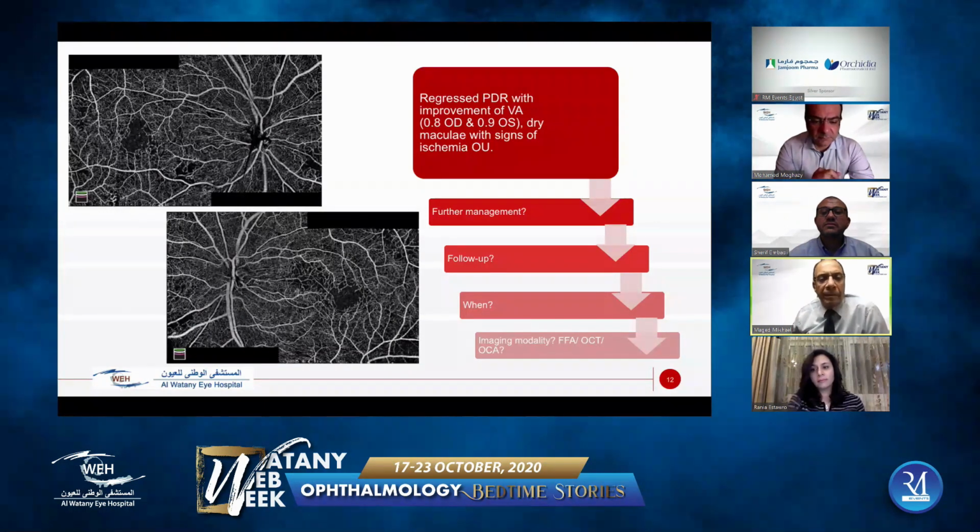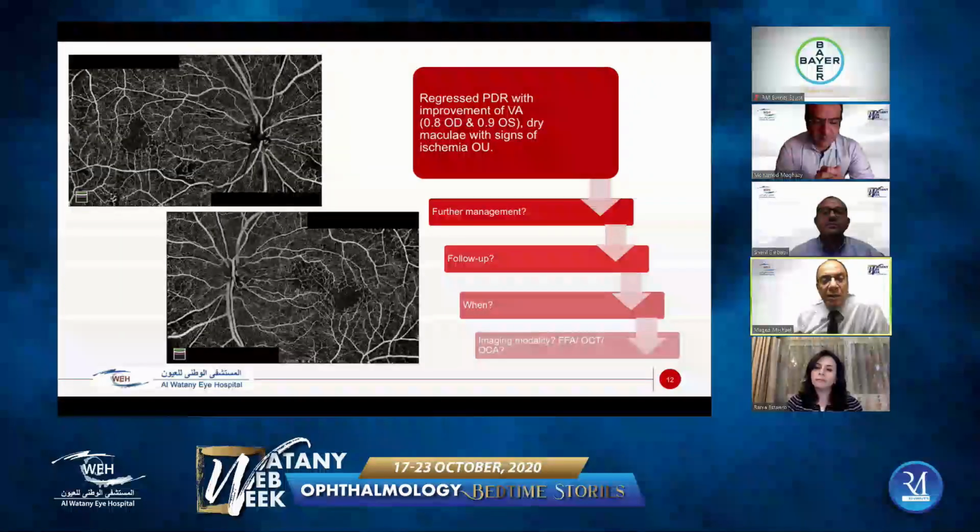No, I just follow up the patient. There is regression, complete regression of new vessels. I just follow up the patient, no further treatment, and I would like to see him after a couple of months or maybe 3 months, or sooner if a deterioration of vision occurs during this follow-up period. But at that moment, I just follow up the patient.